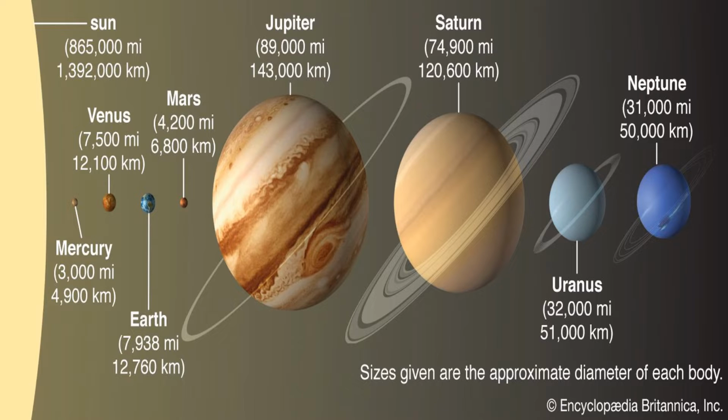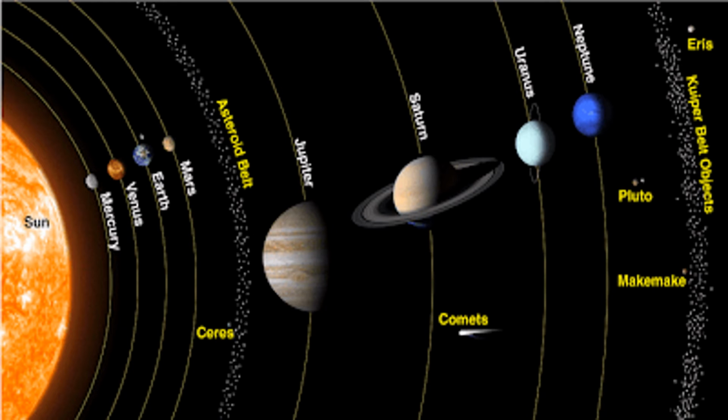The Earth's diameter is 12,760 kilometers. Jupiter's diameter is 1,43 kilometers. Saturn's diameter is 1,20,600 kilometers. Uranus's diameter is 51,000 kilometers. Neptune's diameter is 50,000 kilometers. This is the representation of the solar system, the Sun and the remaining 8 planets in order of size and distance. Between Mars and Jupiter the asteroid belt is present, and after Neptune the Kuiper belt is present.